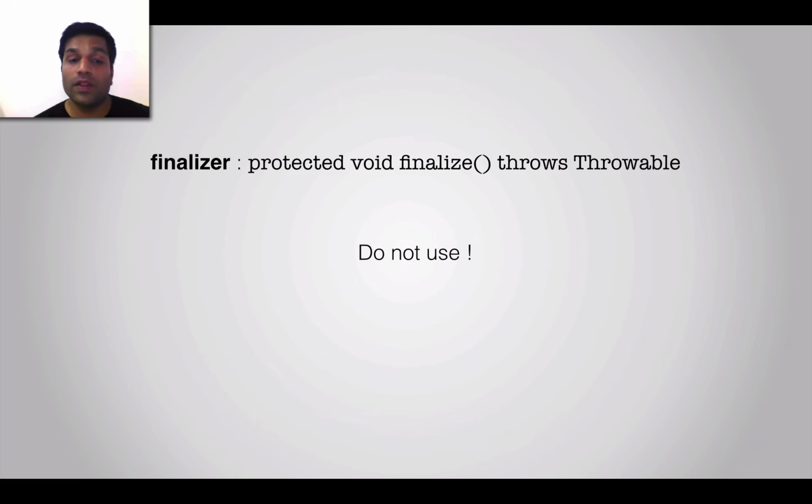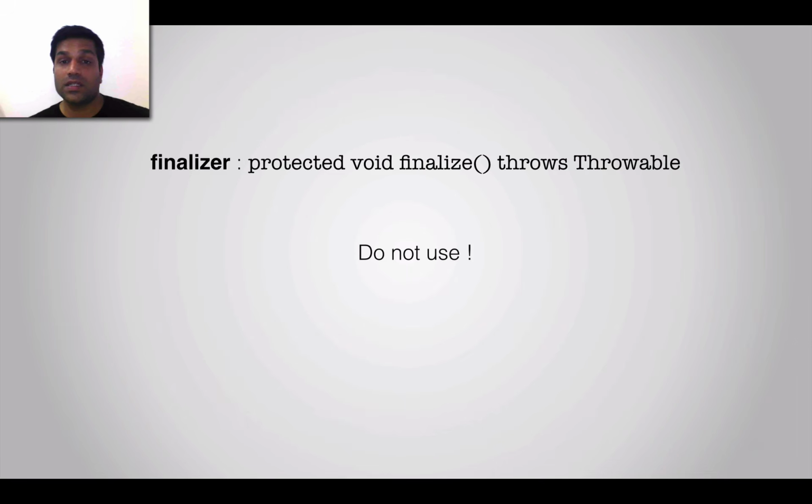But see, the problem with using finalizer is that there is no guarantee when this will be called. Though it will be called when the object is getting garbage collected, there is no guarantee of when the object will get garbage collected, right? So there is no real knowledge of when your resources will be freed and things like that.